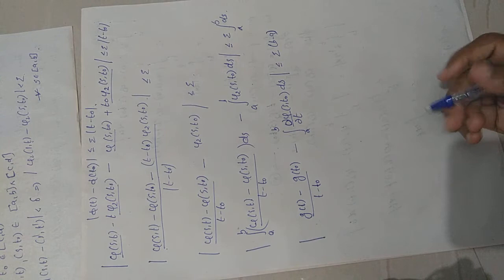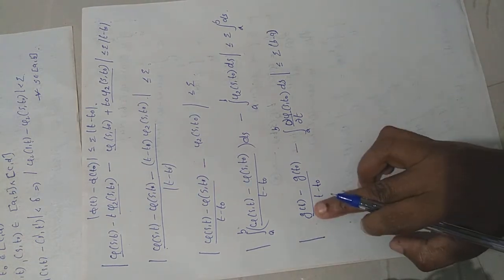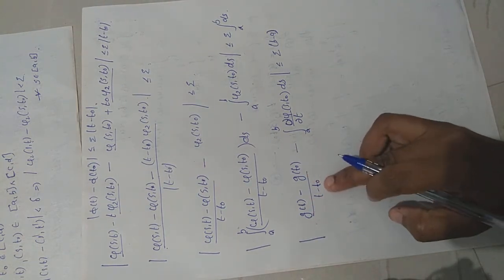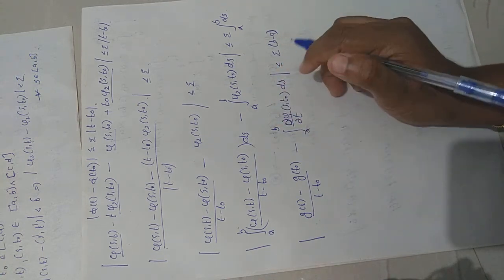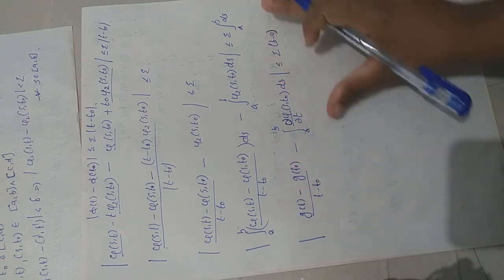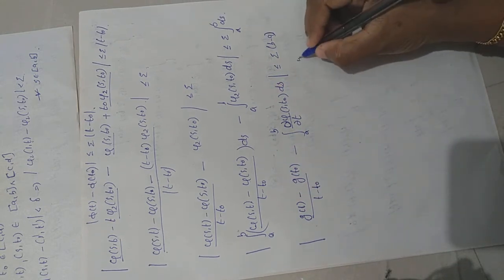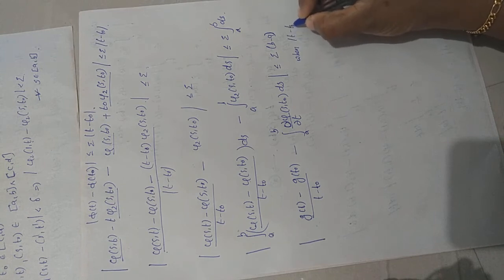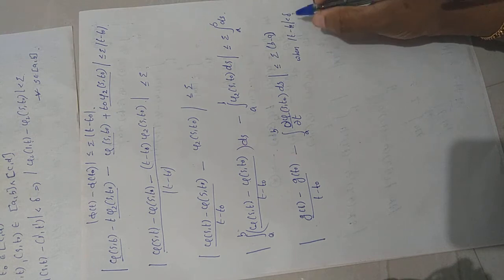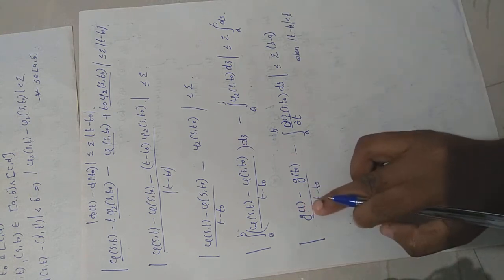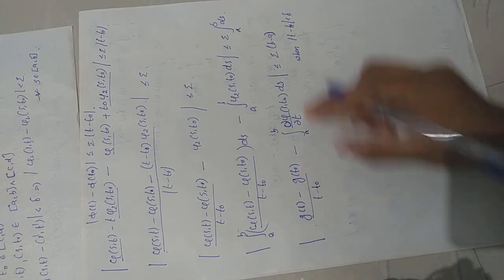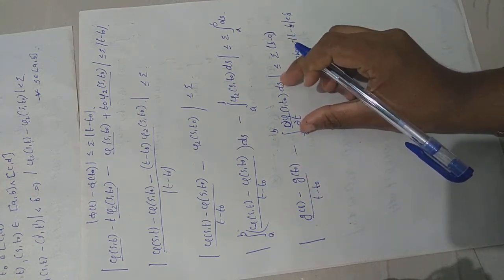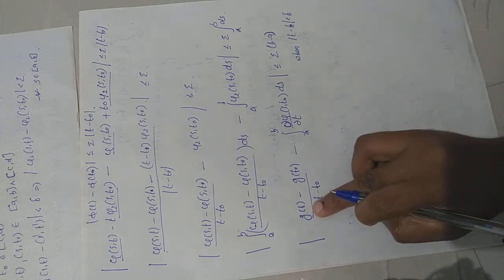So what do you get now? Modulus of g of t minus g of t naught divided by t minus t naught, minus some definite integral, will be less than or equal to epsilon into b minus a. And this will be true when modulus of t minus t naught is less than delta, right? So whenever t and t naught are near to each other, the value of g of t minus g of t naught divided by t minus t naught tends to this integral. So what it means? The function g is differentiable.